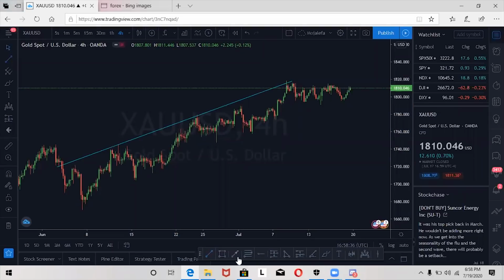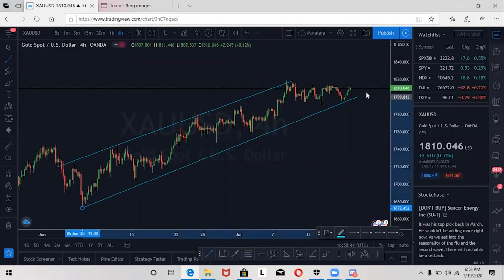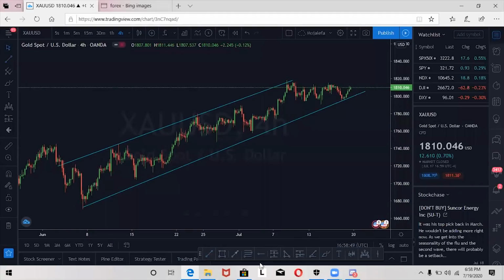Then I also pull my other trend line down from here, up until somewhere there. So now let me show you your levels. First of all, what you need to know is that when the market is trending to the upside, we call it an uptrend, and when the market is trending down, we call it a downtrend.